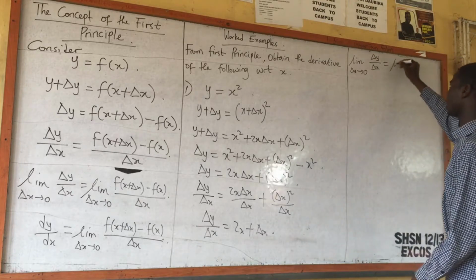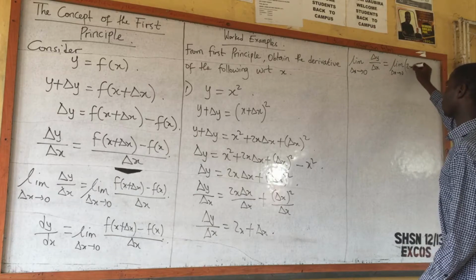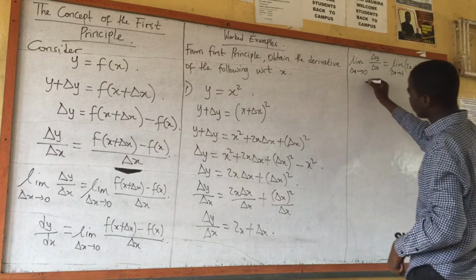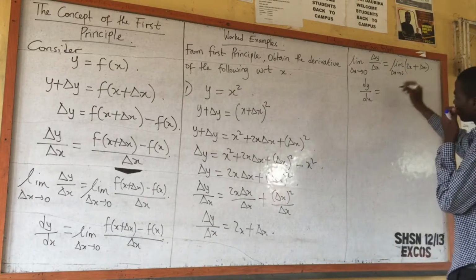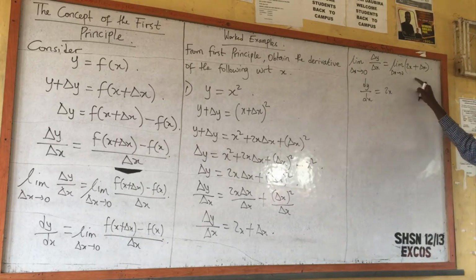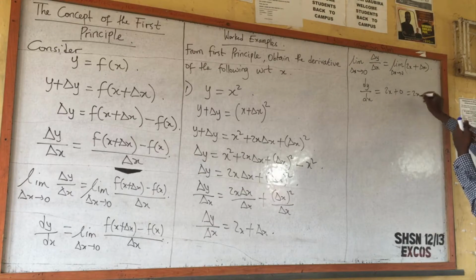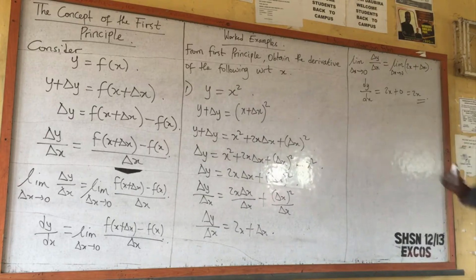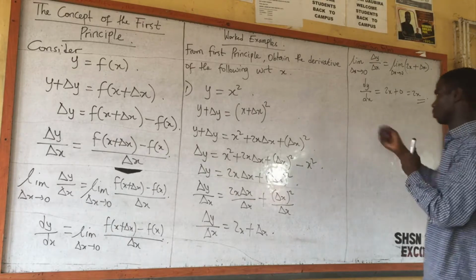At the same time, the limit as delta s goes to 0 of 2s plus delta s. What is here will become dy/ds, so dy/ds is equal to 2s. Anywhere you see delta s here, put 0: 2s plus 0, which is equal to 2s. So that means if you differentiate s squared, the answer is 2s. This is the proof, or this is how to obtain it by first principle.